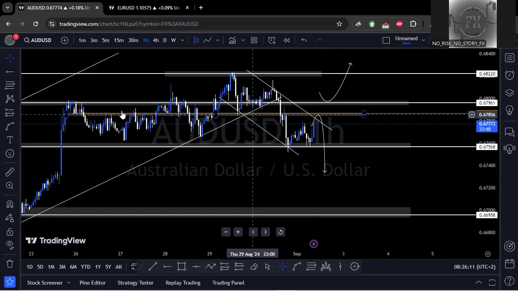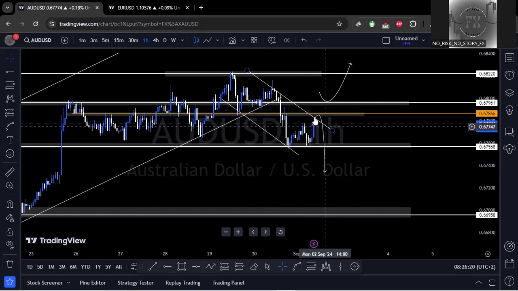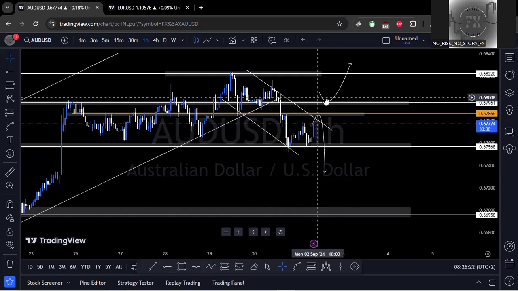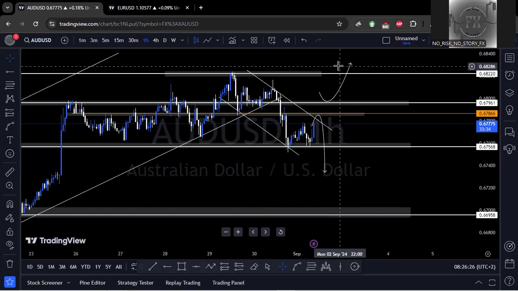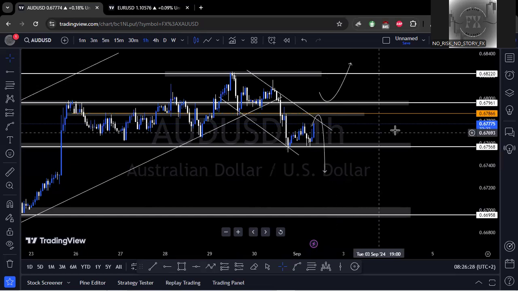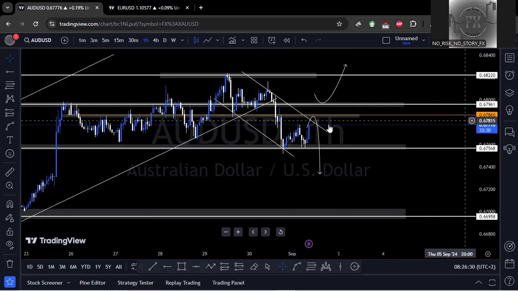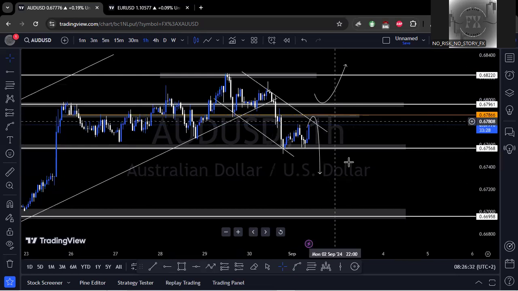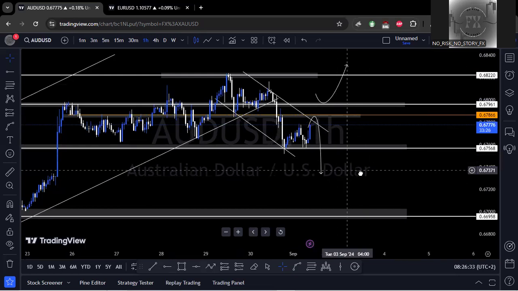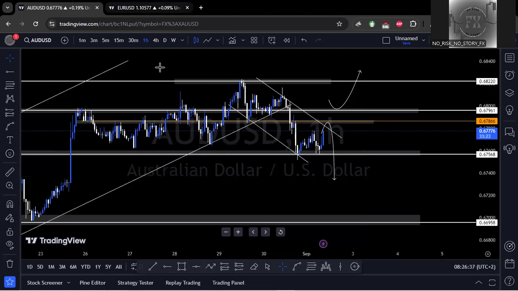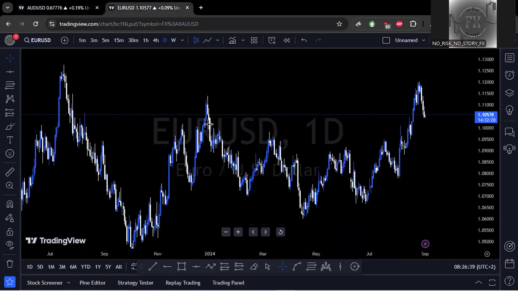Because I can see that the market is sensitive around this zone, it might reject and continue with the sales, or break around this zone to continue with the price. Yeah, guys. So what I'll do is just set my alarm around this area. Okay, that's it for AUDUSD, guys. Let's go to EURUSD.